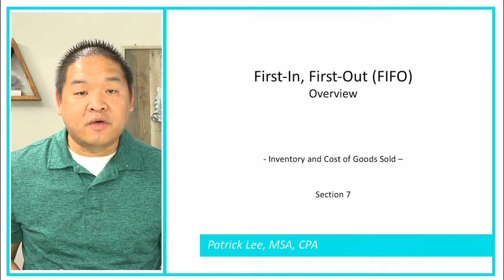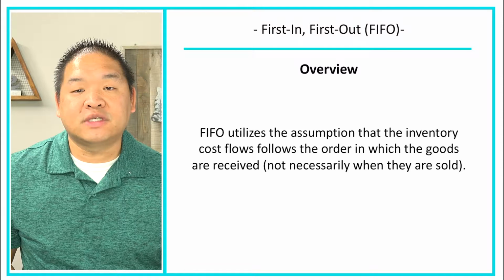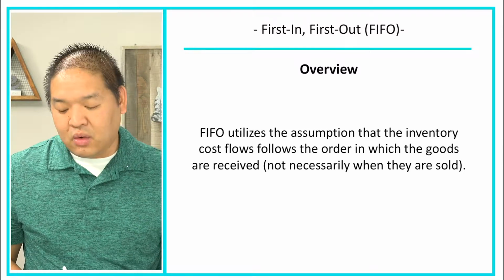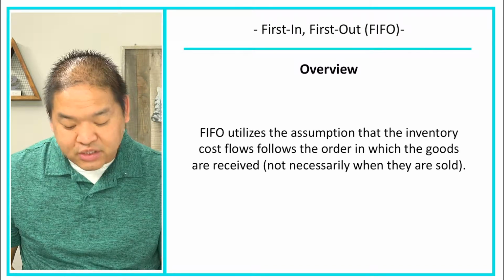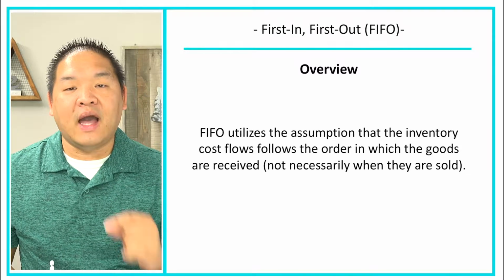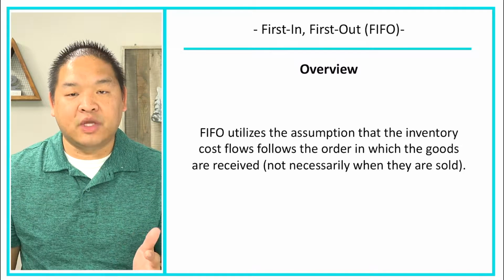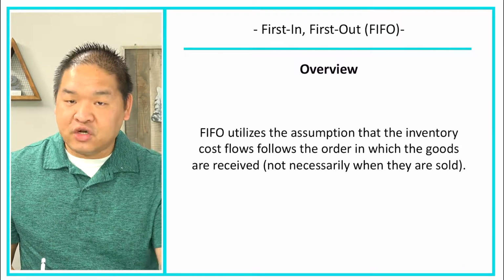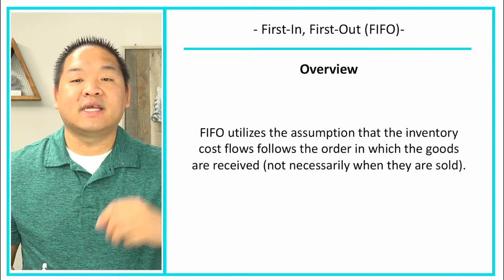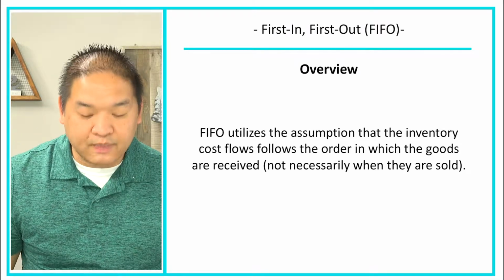So let's talk about the overview of first in, first out. First in, first out, or FIFO, utilizes an assumption that the inventory cost flow follows the order in which the goods were purchased or received from the vendor, not necessarily when the item was sold. So we are looking at this costing assumption based on what came in first, that's going to go out first, regardless if the customer takes that item or the item that just came in that costs us more, okay?